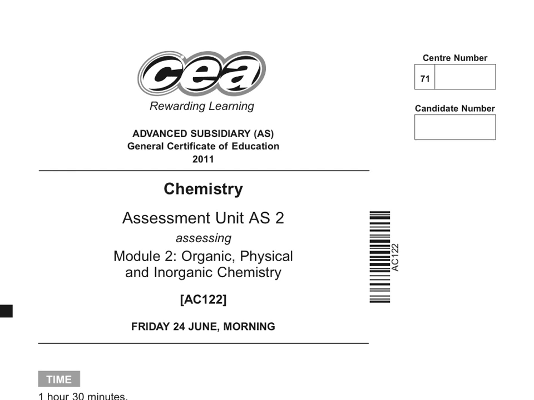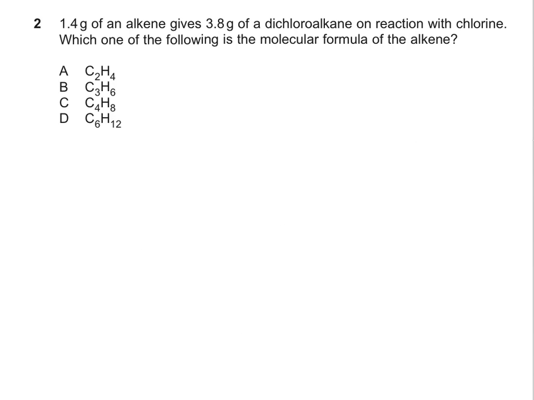This is module AS2, June 2011, and we'll be looking at question 2. This question is looking for us to determine the molecular formula of the alkene in question. We're told that the alkene reacts with chlorine to produce a dichloroalkane.